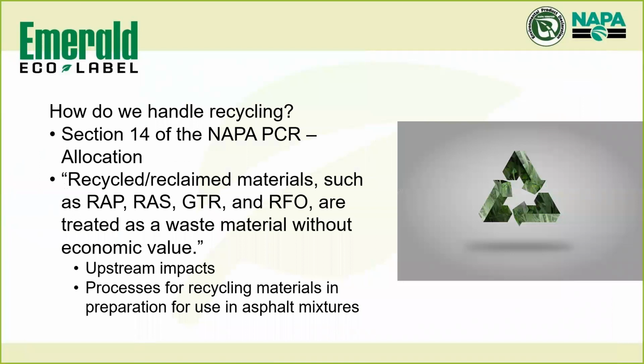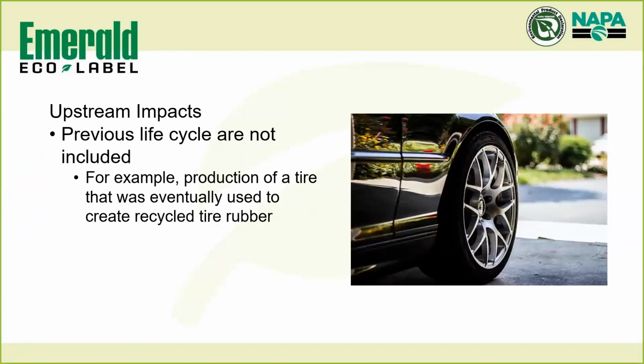So we get to the end and we start thinking about how do we handle recycling. And Amlan covered this a little bit, but this really falls under section 14 of our PCR, under allocation. We look at things like recycled and reclaimed materials such as RAP, RAS, GTR, and RFO. They're treated as a waste material without economic value. And so there are two things that we have to think about: the upstream impacts and the processes for recycling materials in preparation for their use in asphalt materials.